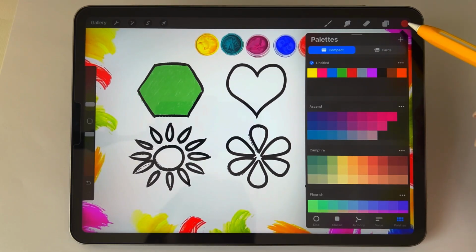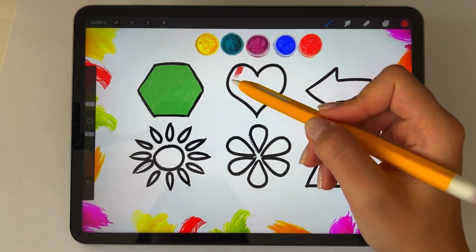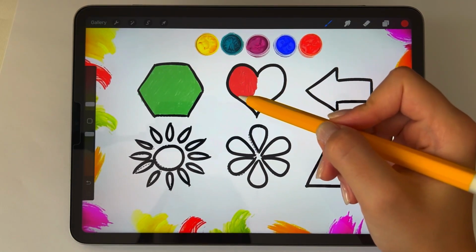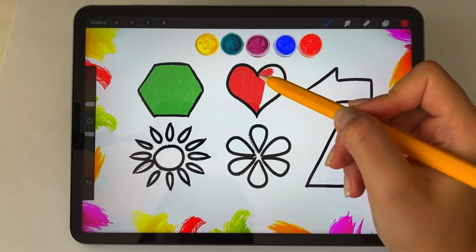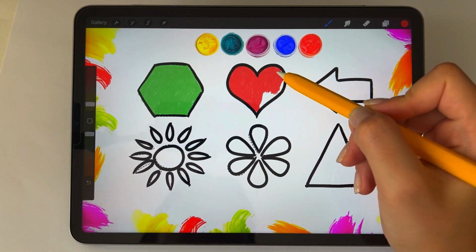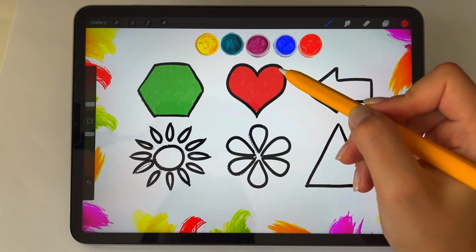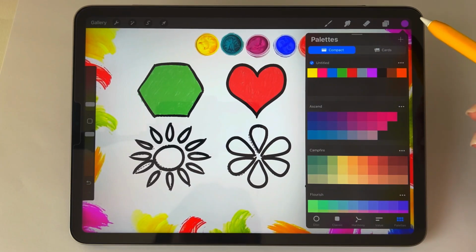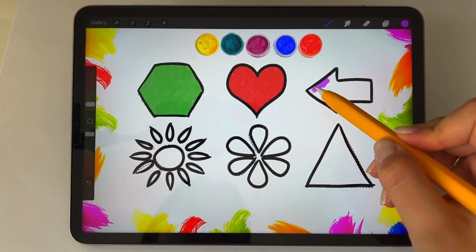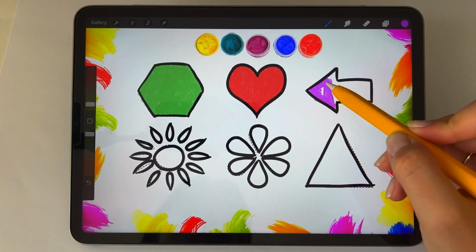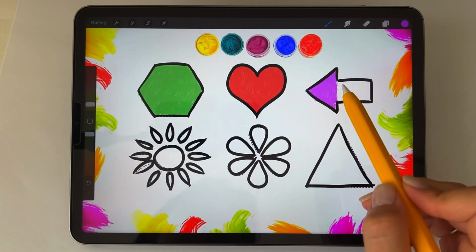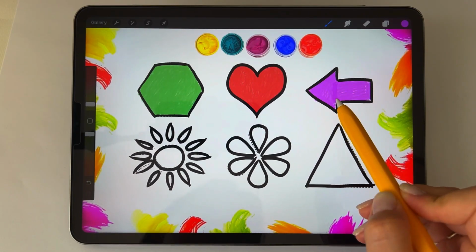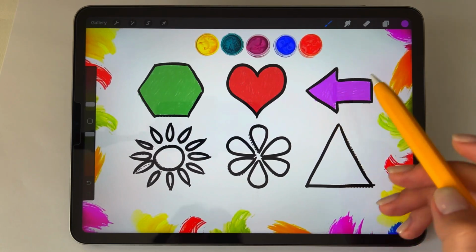For the heart, of course I'm taking red color. And this is a red heart. For the arrow, I am taking purple color. And this is a purple arrow.